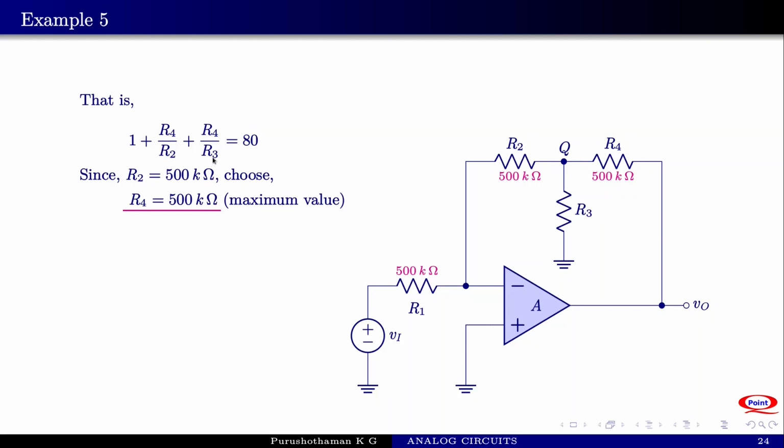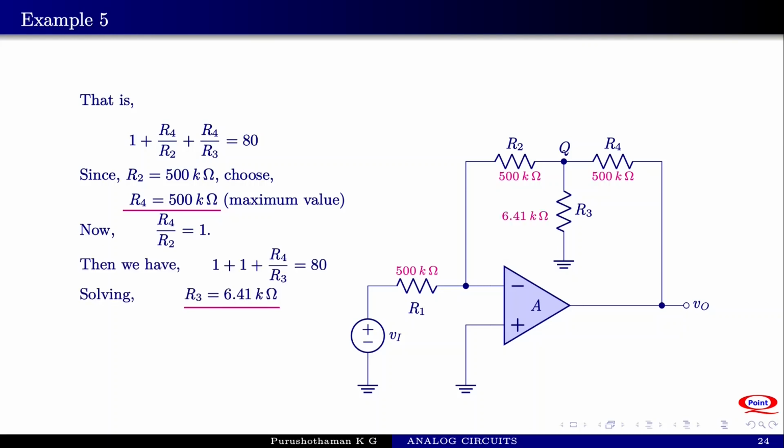So what remains is to find R3 alone. It is R3 alone which decides the other parameter. So if R4 is equal to 500, R2 equals 500, we have 1 plus 1 plus R4 by R3 equals 80. That is 2 plus R4 by R3 equals 80, or R4 by R3 is equal to 78. Simplifying, we will get R3 equals 6.41 kilo ohms. This completes our design.